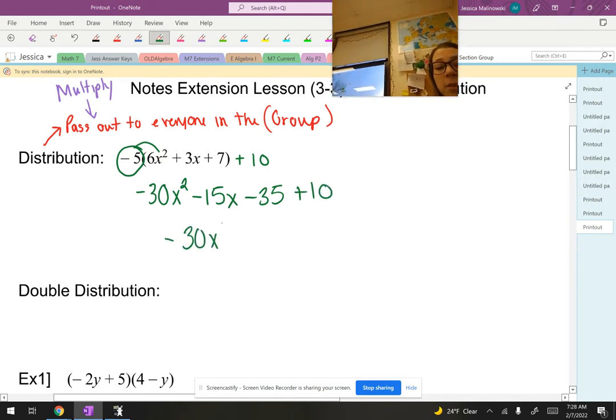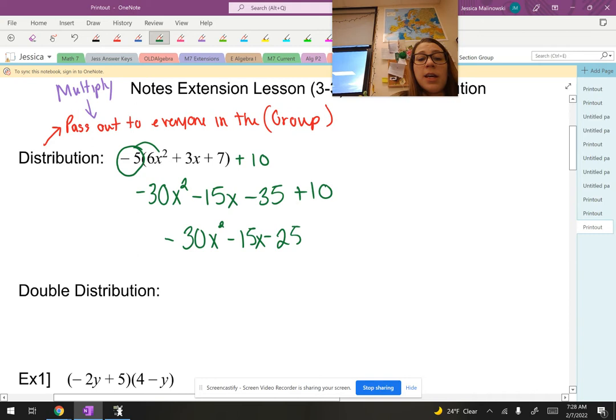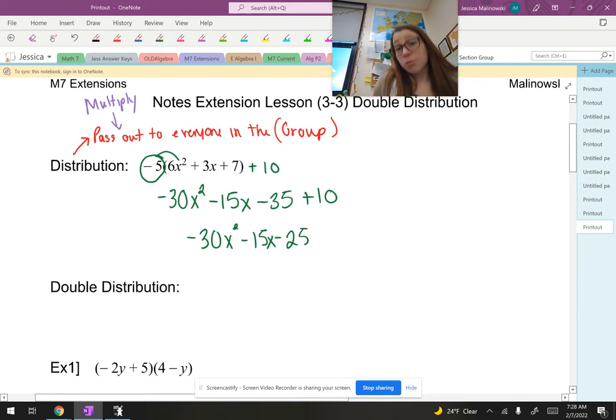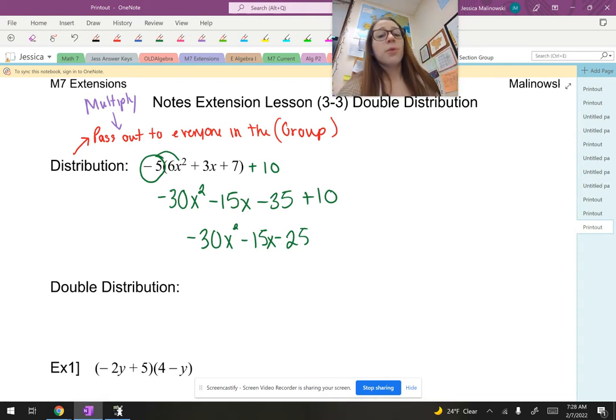Take another step in terms of simplifying and combining those like terms. I forgot my x on that 15. And that gives us a final answer that looks like that. Gosh, I'm doing a really bad job. There we go. So that's old school distribution, like you guys learned this year. Next is this double distribution that we're going to get into.